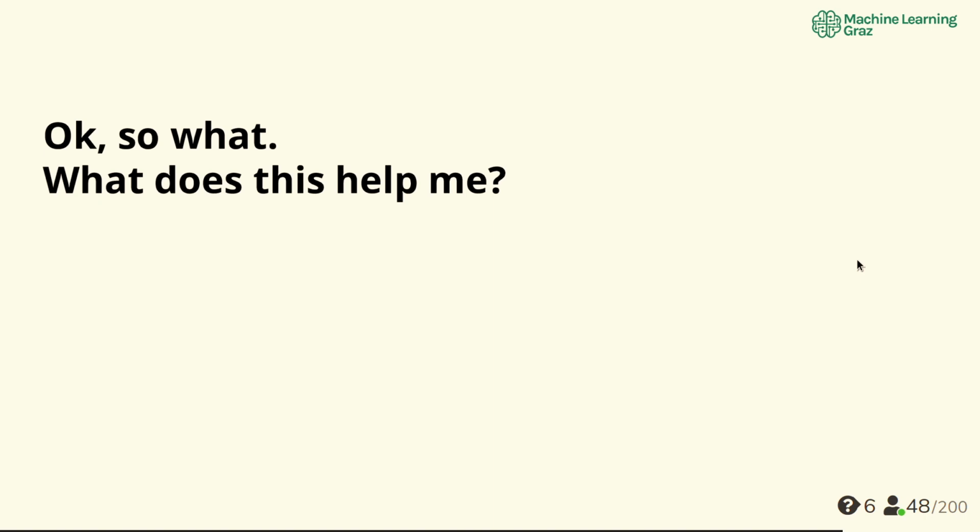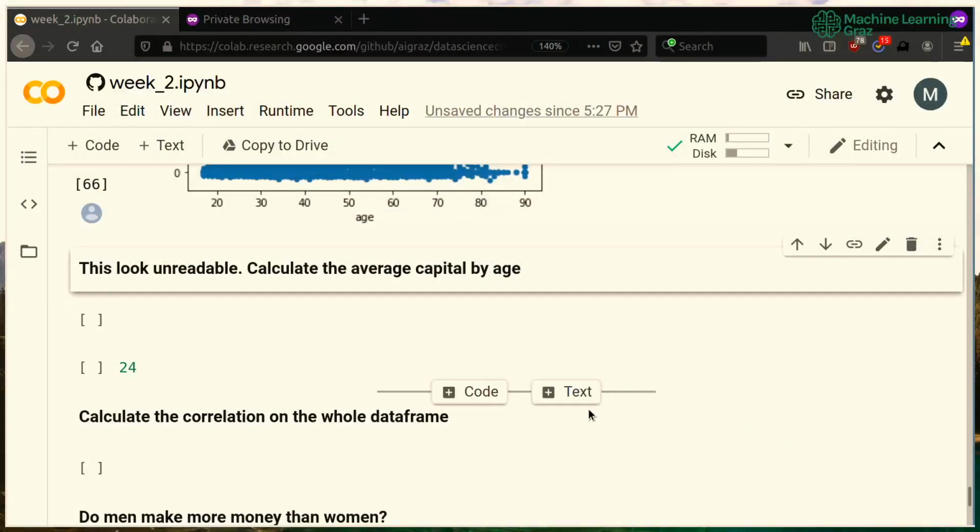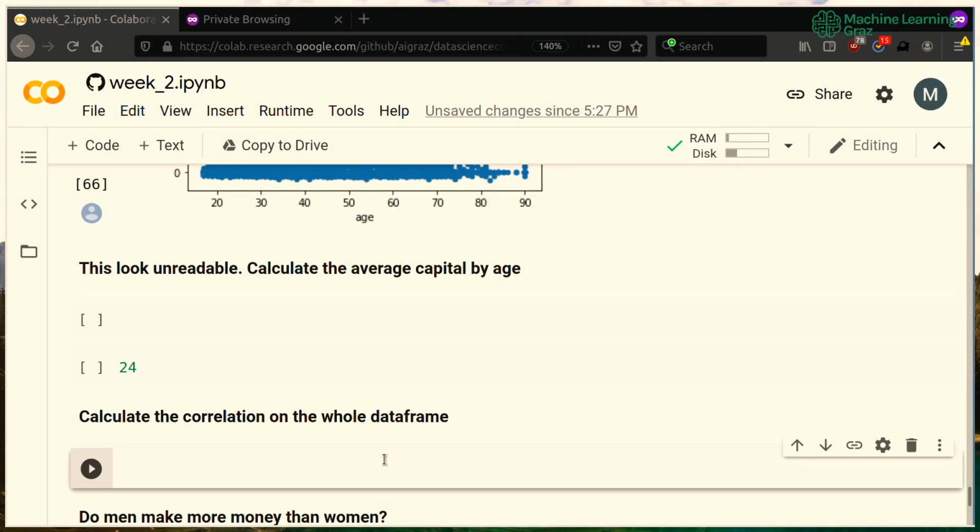Okay, so what is this number? What can I do with this? Well, before I can show you what you can do with this number, let's see how we can write this in pandas. So Bogdan, how would you write this?